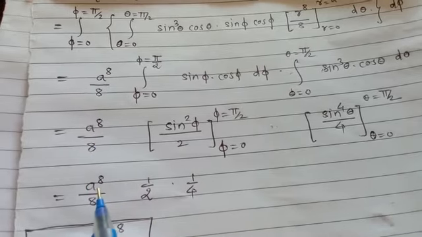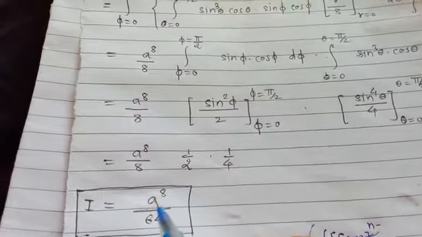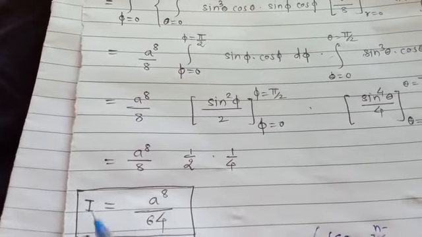After multiplying all this, a raised to 8 upon 8 into 1 by 2 into 1 by 4, we will get a raised to 8 upon 64, and that is our final answer.